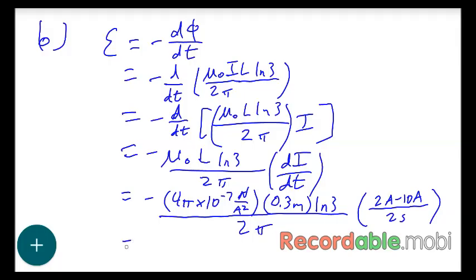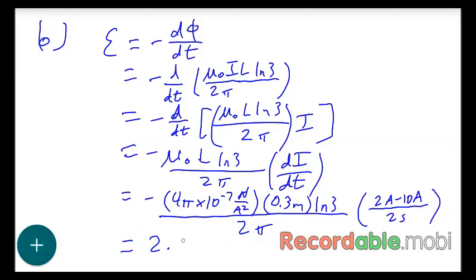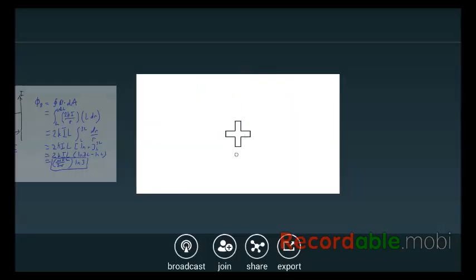Now plugging this all into a calculator, you will get 2.637 times 10 to the negative 7 volts.